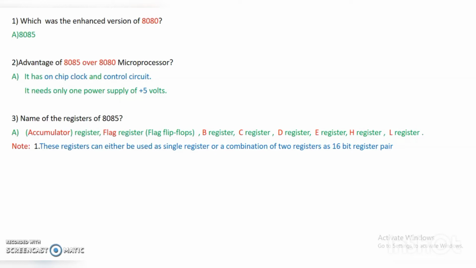There are some rules about which registers can be combined. That information will be listed now. The valid register pairs are BC, DE, and HL register pairs. If you want to use a combination, you can use any one of them.